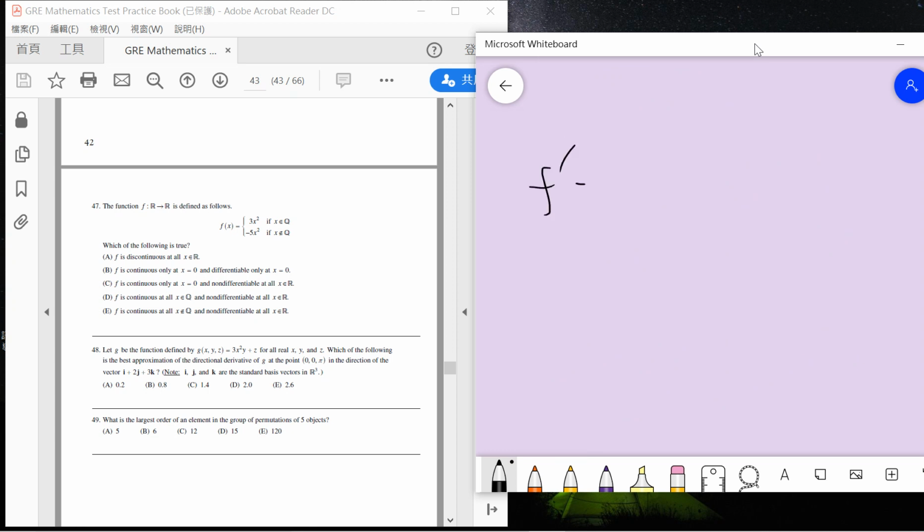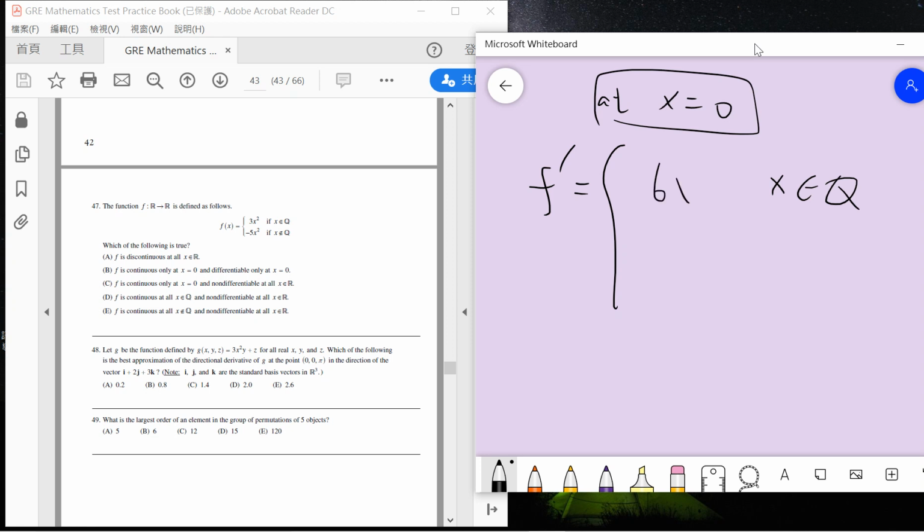Okay, so now f prime may exist only at x equals 0. So when x equals 0, for the rational points the derivative is 6x, and for the irrational points it is minus 10x. So they are only the same when x equals 0. So the same process shows that x equals 0 is also differentiable. F prime also exists. So the answer is B. F is continuous and differentiable only if x is equal to 0.